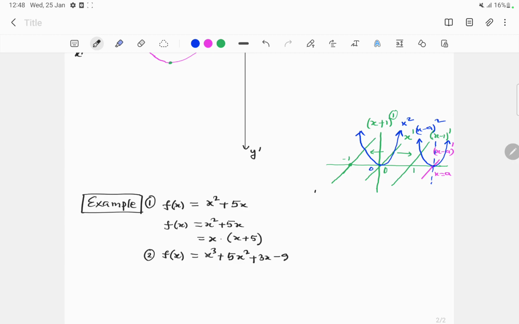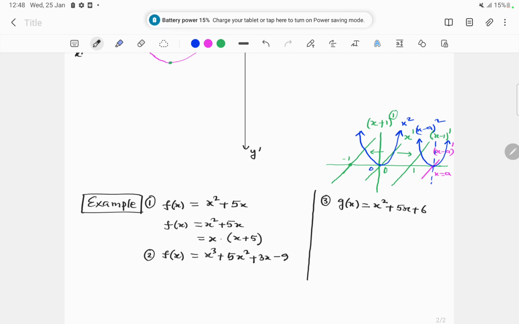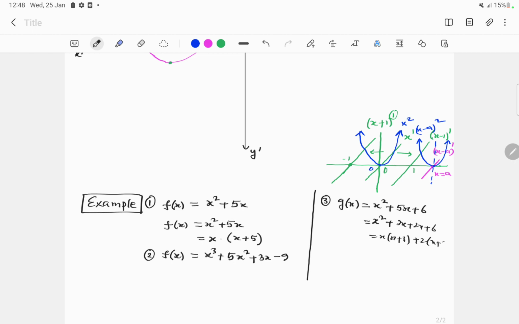One thing let me tell you: if you have a quadratic polynomial, you know how to factor it. You apply the AC method. For example, let's say g(x) equals x squared plus 5x plus 6. Using the AC method, you can replace the middle term by 3x plus 2x, then plus 6. Factor out x, then factor out 3, then you get (x plus 3)(x plus 2). This is the factorization.